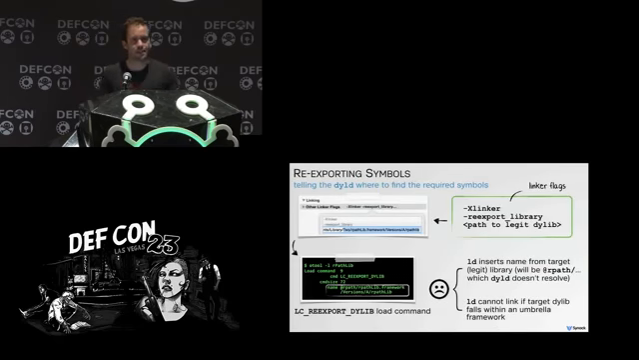Turns out that in OS X, you can actually do this. There are some linker flags you pass, and this creates a new load command, the LC_REEXPORT_DYLIB load command. Again, this tells the linker, I don't have the symbols, but this other dylib has the correct symbols, so go get them from there.